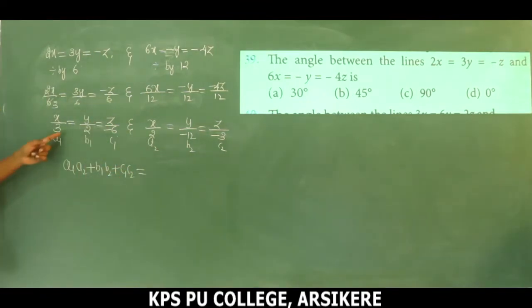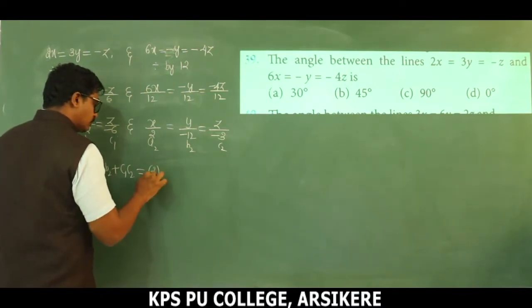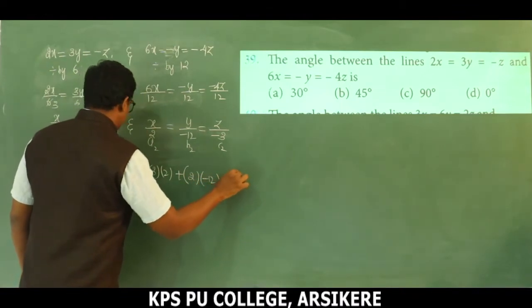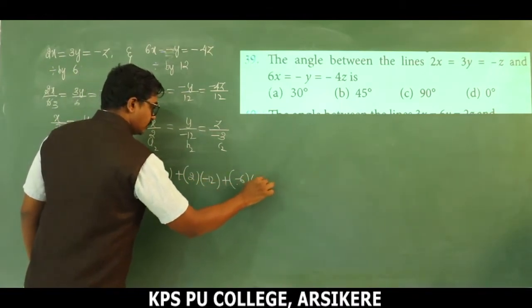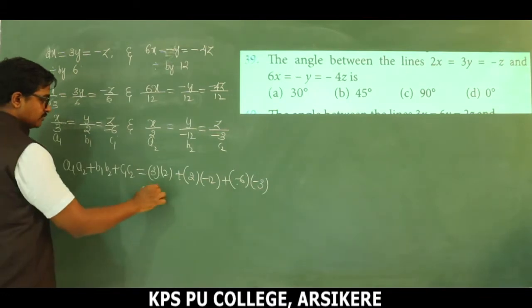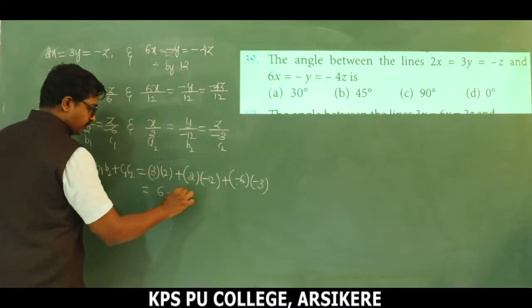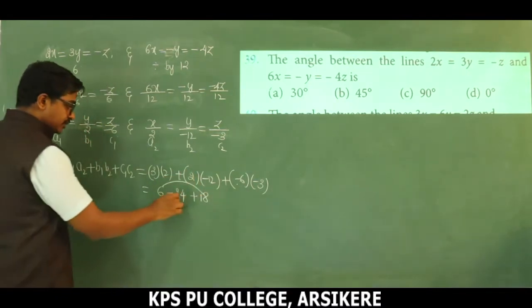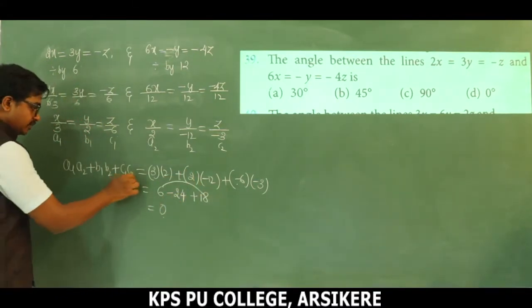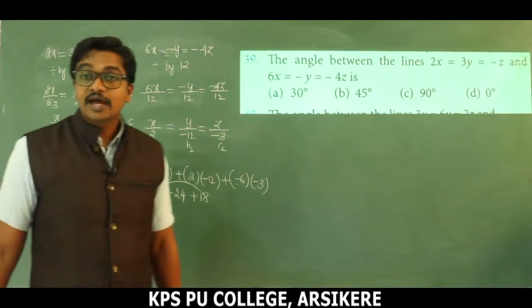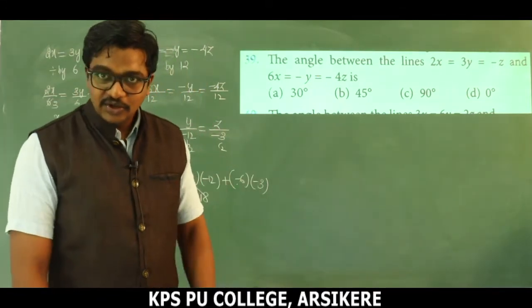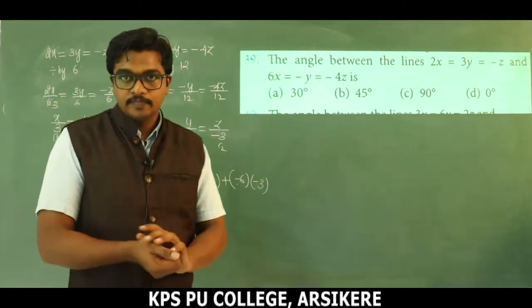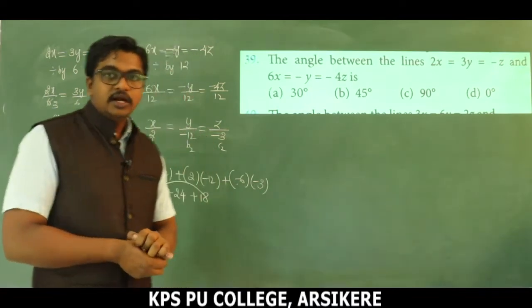We have a1 here, 3 into 2, plus second one 2 into minus 12, then plus minus 6 into minus 3. So now this becomes 6 minus 24 plus 18. So 6 plus 18 is 24, minus 24 gets cancelled, we are left with 0. Therefore this product is equal to 0, which means the lines are perpendicular to each other. Once the lines are perpendicular to each other, the angle between them is 90 degrees. Option C is the right answer. Take a pause and note down.